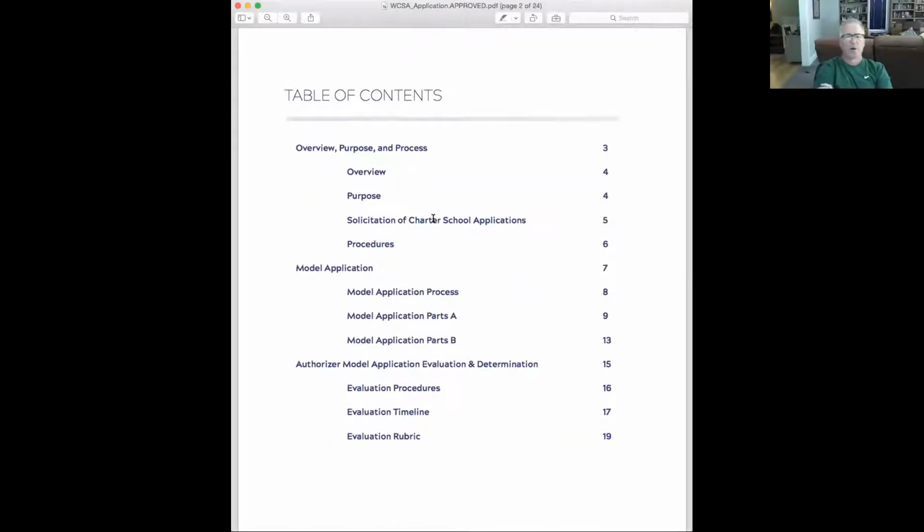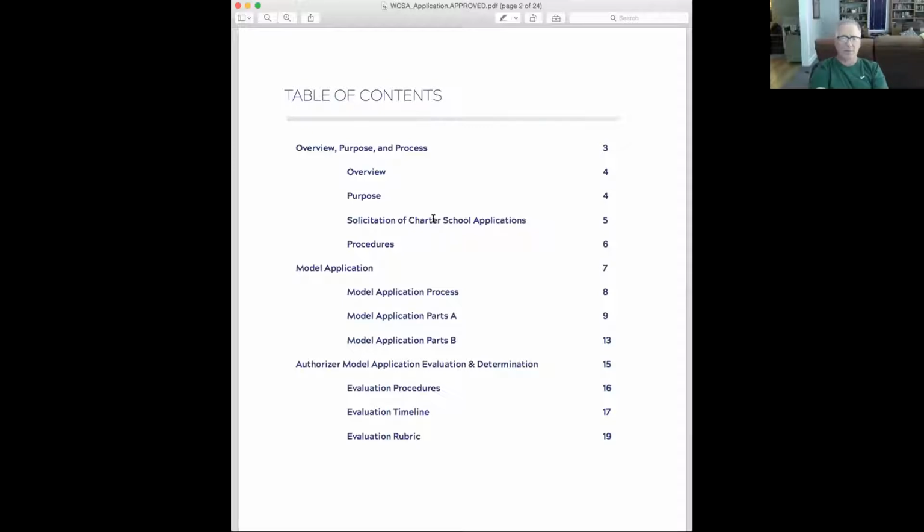And I think this is where any authorizer, school district or independent could take a look at this as really 3 phases of thinking about soliciting, entertaining, evaluating, perhaps giving feedback and improving applications, and then making final decisions. So the solicitation and introduction is in the first section, overview, purpose, and process.